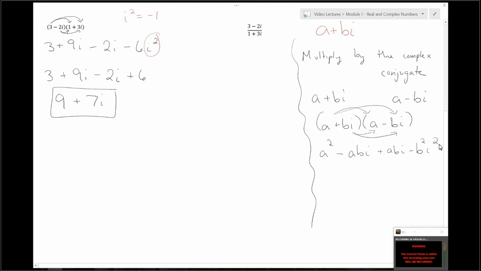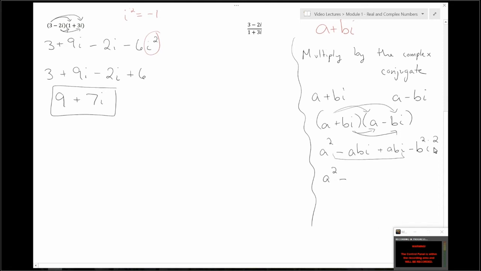So you can see this inside part is going to cancel. I'll have a squared, and then i squared is negative 1. So this actually comes out as a squared plus b squared. And you can see we've gotten rid of the i's. So that's what we're going to do in this case.